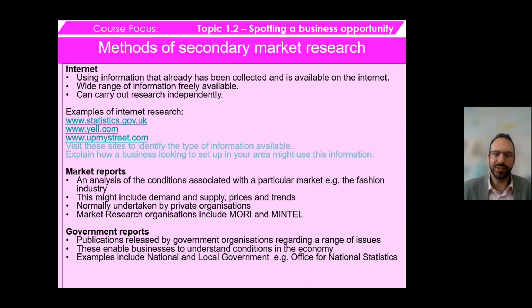Methods of secondary market research are a little bit more simplistic. So things like we talked about using the internet for information that's already readily available. You can Google it, you can download it and so forth. Other internet research, you've also got statistics published by the government, and there's also government reports as well.